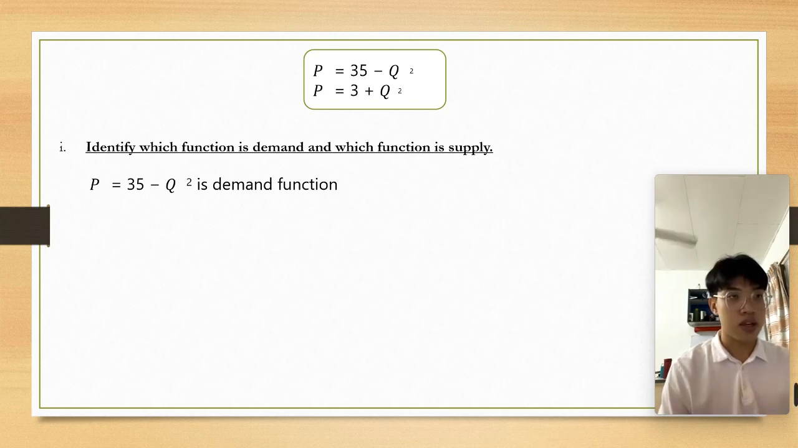From the question given, we can know that P equals 35 minus Q squared is the demand function. It's because the minus symbol means demand in mathematical economics. Second, P equals 3 plus Q squared is the supply function. The plus symbol in mathematical economics means supply.